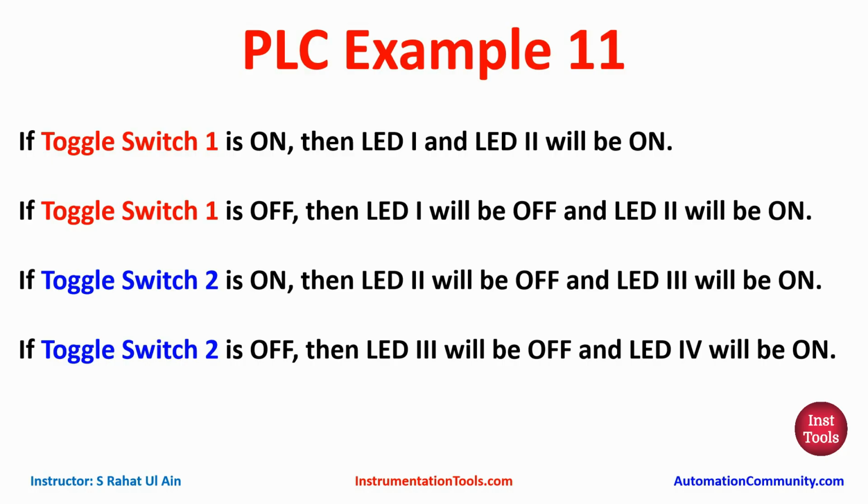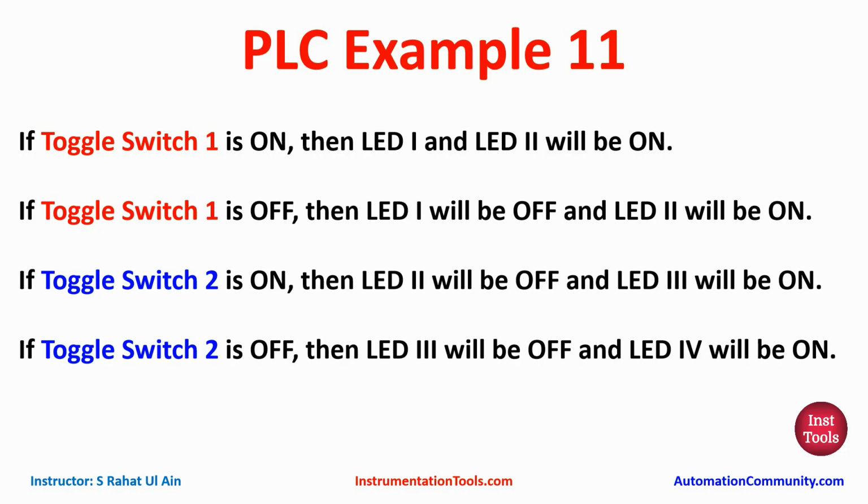Example 11. If toggle switch 1 is on, then LED 1 and LED 2 will be on. If toggle switch 1 is off, then LED 1 will be off and LED 2 will be on. If toggle switch 2 is on, then LED 2 will be off and LED 3 will be on. If switch 2 is off, then LED 3 will be off and LED 4 will be on.